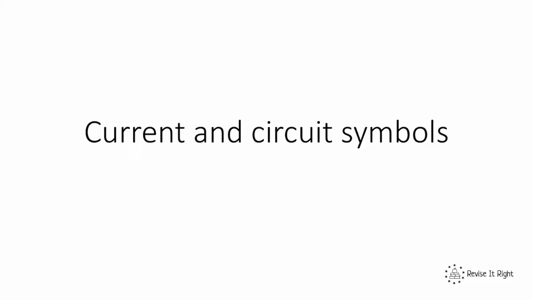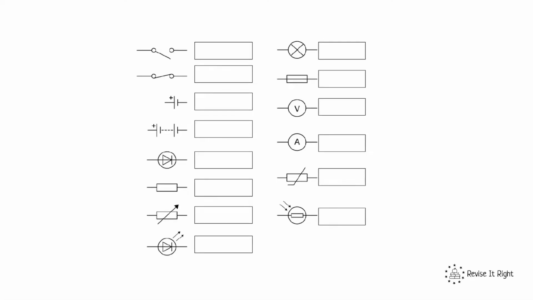This video is about current and circuit symbols. Now we use circuit symbols to show different components, i.e. parts, of an electrical circuit. Circuit diagrams are drawn in pencil and a ruler used to draw the connecting wires. For a circuit to work, it needs to be complete. And we will look at that in a future video. But for now, we're going to focus on these circuit symbols.